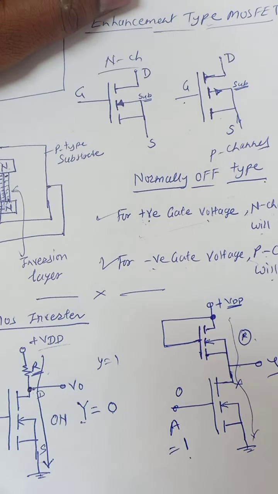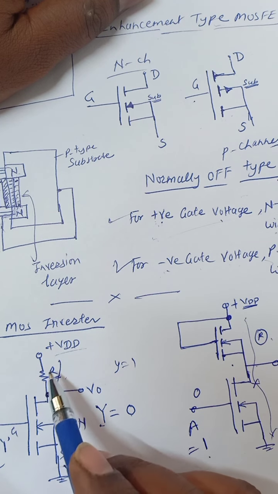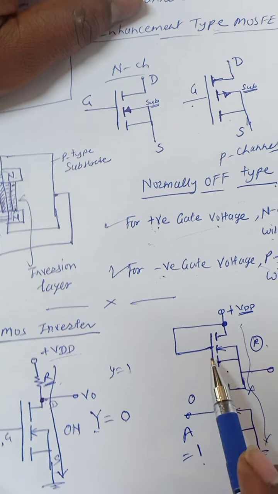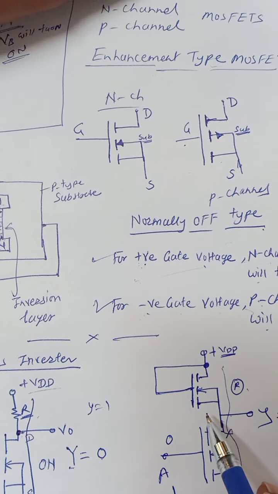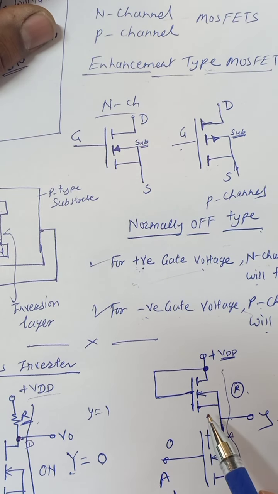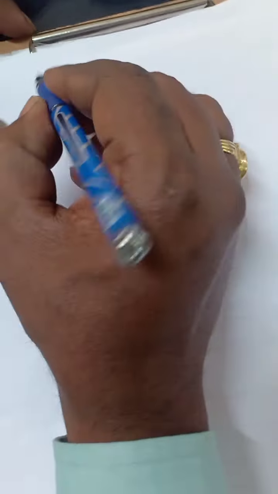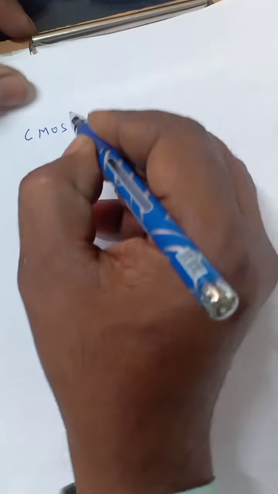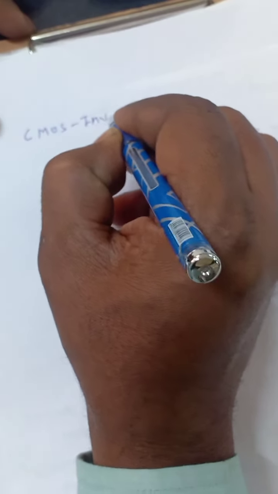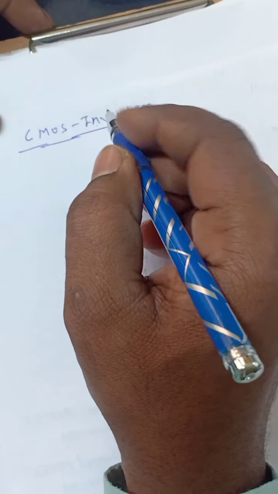Here we use a transistor in place of this resistor, so it is known as active load. Transistor is an active component, so that's why it is known as active load. Now the next is the CMOS inverter. CMOS means it is a combination of N channel and P channel, both. We are using both N channel and P channel.